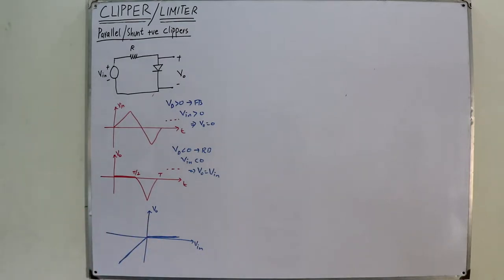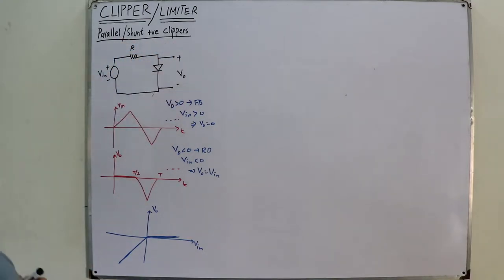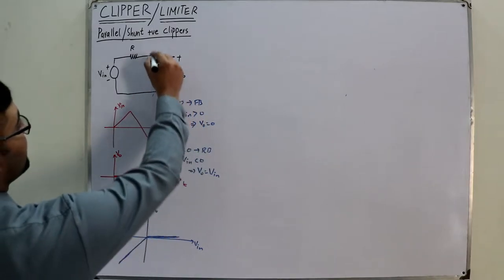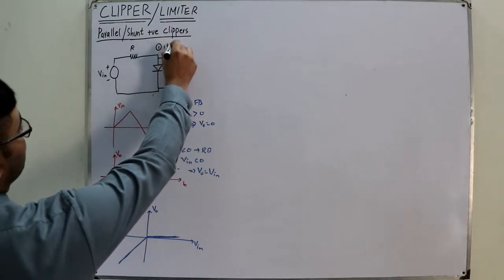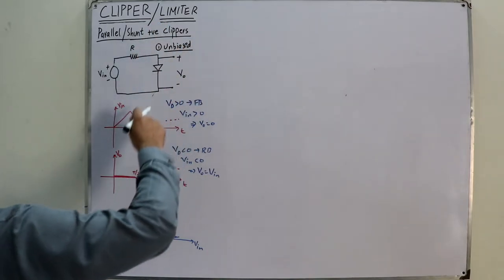So if you have to name the clipper, what sort of a clipper is it? So this is an unbiased parallel positive clipper. This first case is for the unbiased. Unbiased parallel positive clipper.